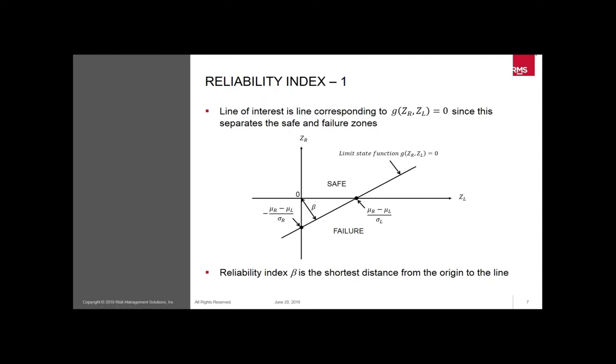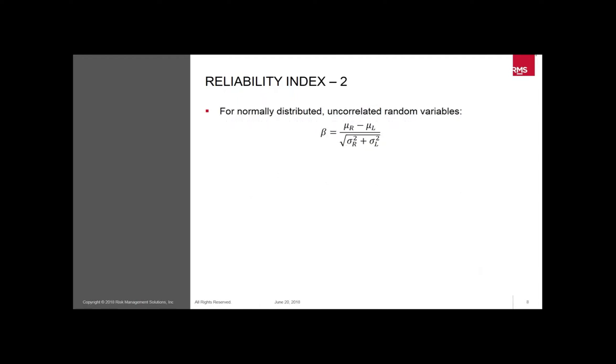One way that we represent how good we are is something we call the reliability index, which is the shortest distance from the origin in this reduced space to that limit state line, right? It's the shortest distance, so it forms a right angle with that line. Mathematically, this is what this represents. It makes it easier for us to calculate whether we're in the safe zone or the failure zone. And this reliability index we can relate directly back to the probability of failure.